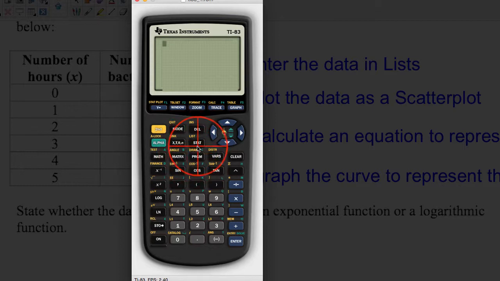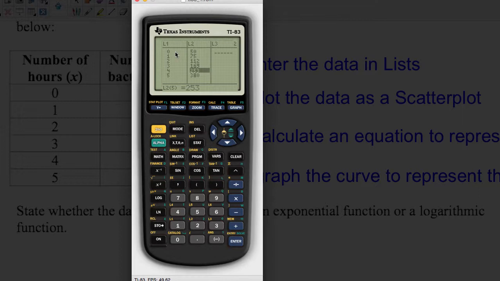To access lists, we hit Stat, and then you see 1 is Edit, so hit the 1. And here's our place to enter in the data. We have L1 and L2. In L1, I'm going to put the X data, which was 0, 1, 2, 3, 4, and 5. In L2, we're going to put the Y data, which was 50, 75, 112, 169, 253, and 380. Okay, and we're done that first step. Hey, that's not so bad. You're probably saying, what a whiner Mr. Wadge is. This is fast. Yeah, well, we got a long way to go.